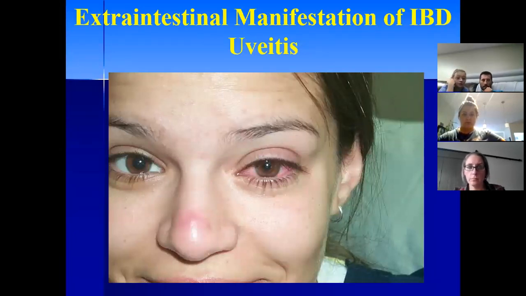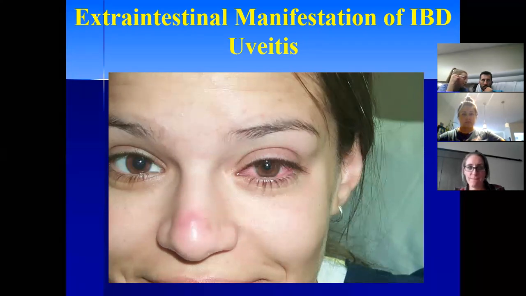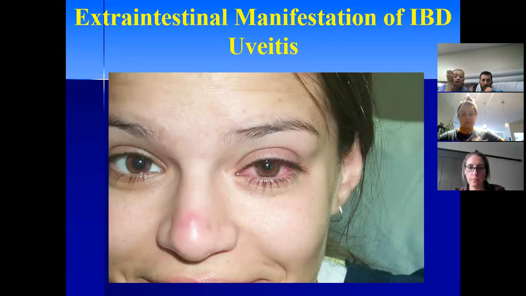Another extraintestinal manifestation is iritis or uveitis or episcleritis. This usually involves a painful red eye with photophobia. This is not pink eye. And you can see that one of her pupils is much bigger than the other one. The eye that is all red has a very small pupil, and the other pupil is more normal in size. This is an ophthalmologic emergency. It needs to be seen by an ophthalmologist right away and treated.